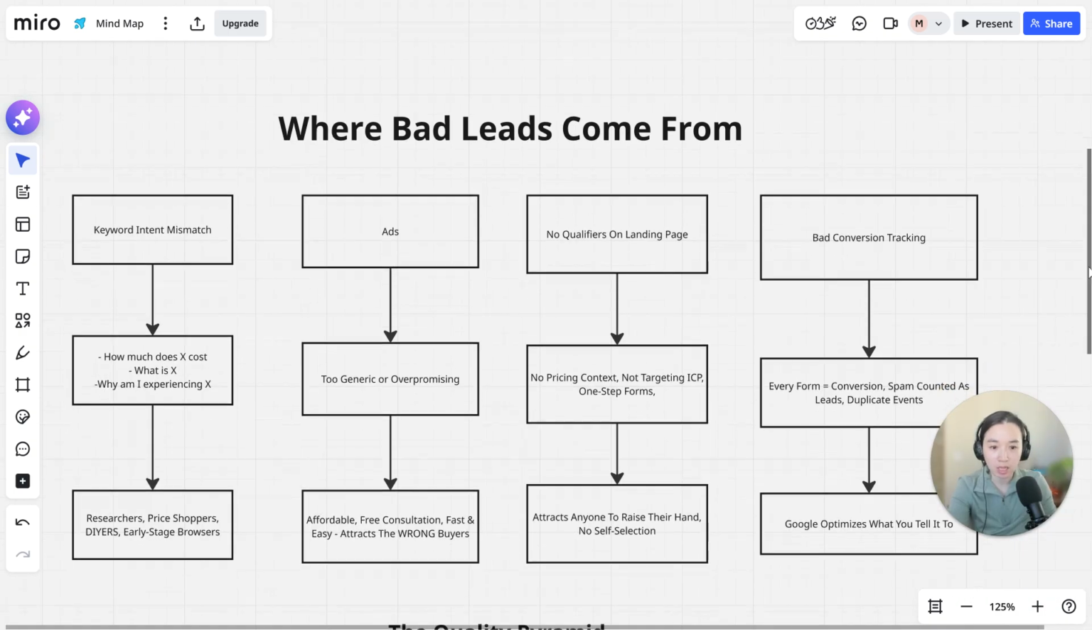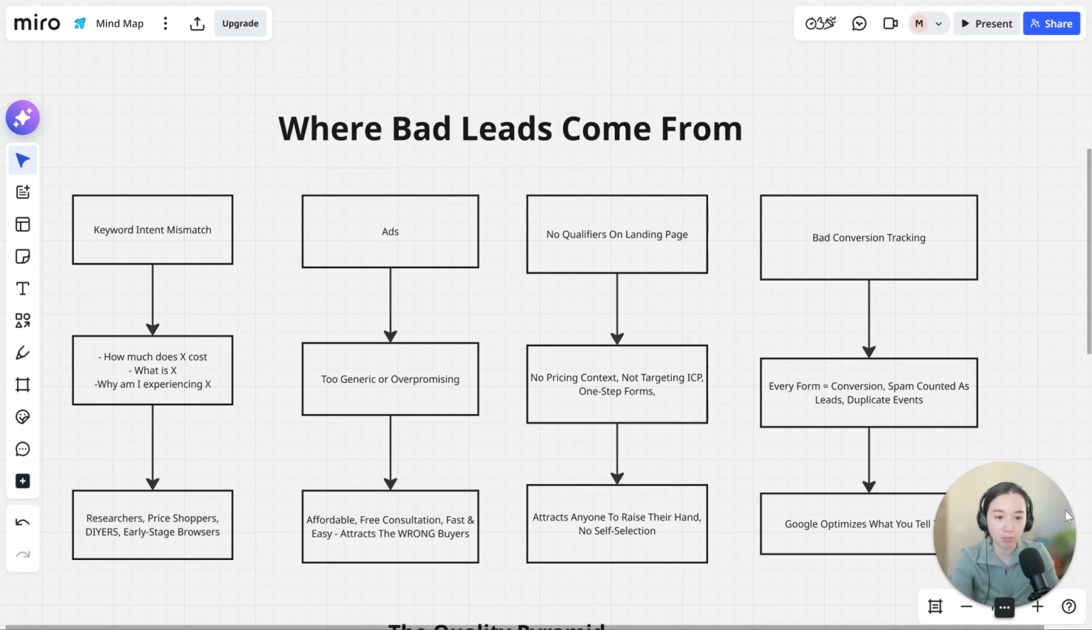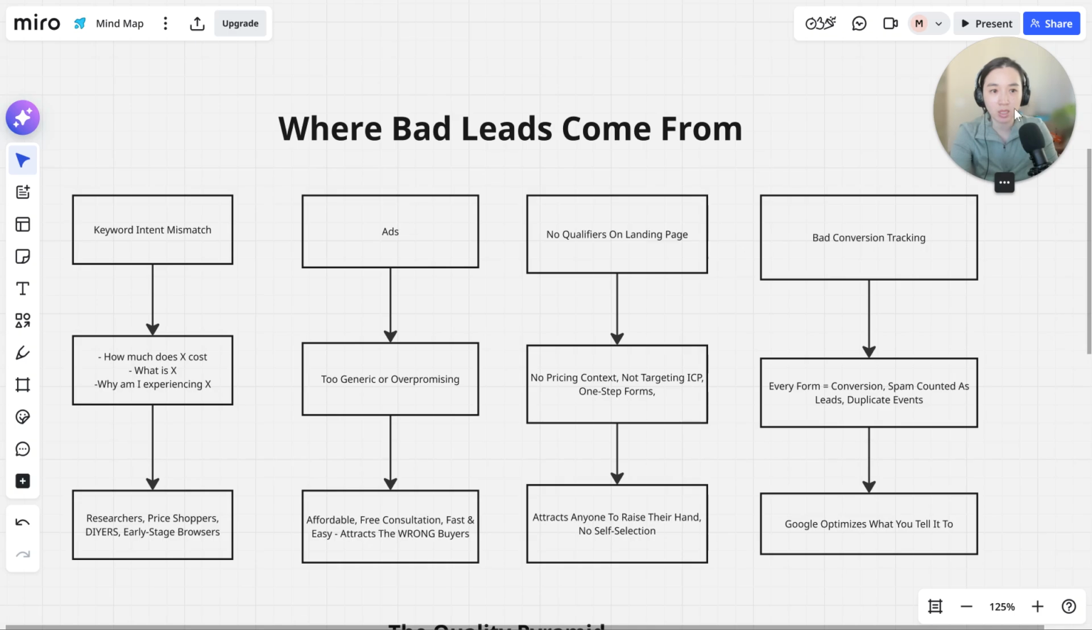Where do these bad leads actually come from? I would bucket them into these four categories here. So first is keyword intent mismatch. What's happening is that you are bidding on keywords that are too broad, too high up in the funnel, very research based. So you're getting a lot of leads that are not quite ready. They don't have that buyer intent.